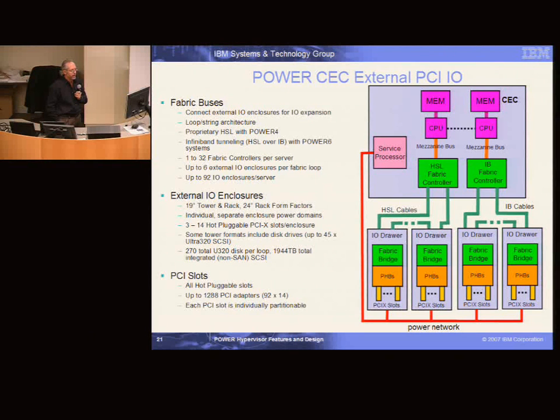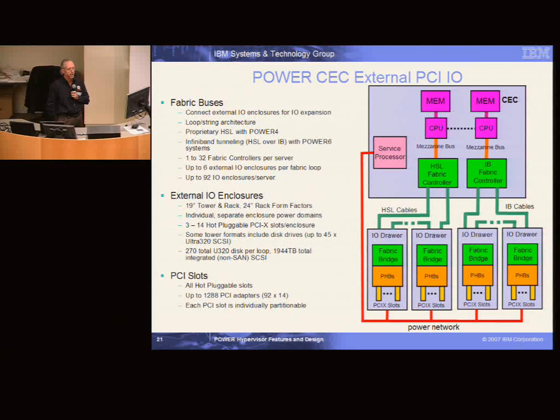Each of these I/O external enclosures connects through a fabric controller, and as I mentioned, we have a proprietary fabric we call high-speed link, and we also have InfiniBand fabrics. And our InfiniBand fabric controllers can be modally configured as either I/O loops like this, or to use the standard InfiniBand clustering, which is called the host controller architecture or host channel architecture.